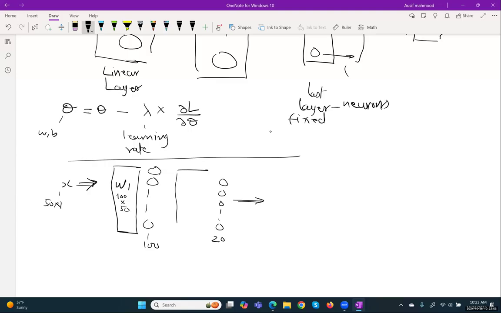Then there will be one more weight matrix involved over here. Let me call this W2 as an example. So what will be the size of this? Not 50, 20. We start from the output, 20 by 50. Oh, sorry, my mistake. Okay, this is correct: 20 by 100, you are correct. 20 by 100, because the 100 is the one which is connected before, right?